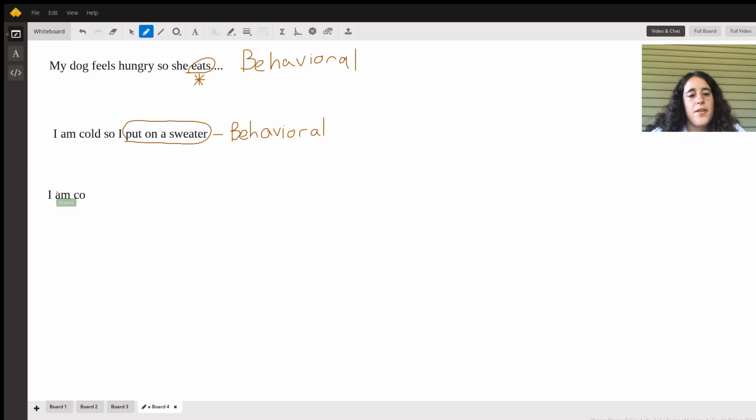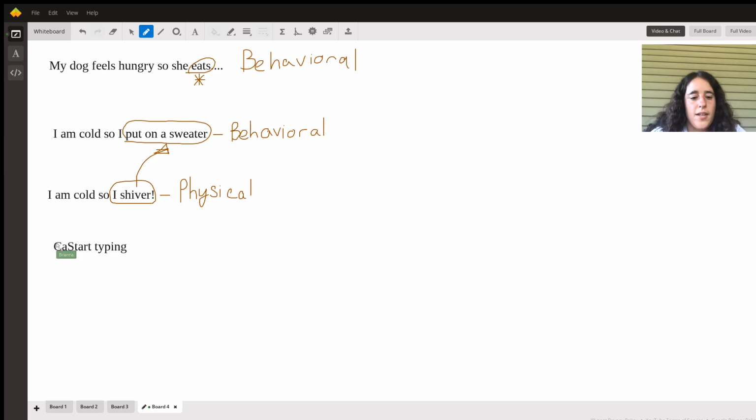What about this one? I am cold, so I shiver. This one is tricky. Shivering is an action, but it is not a behavior that I can control. So this is actually going to be physical. I can modify it with behavioral, like putting on a sweater.